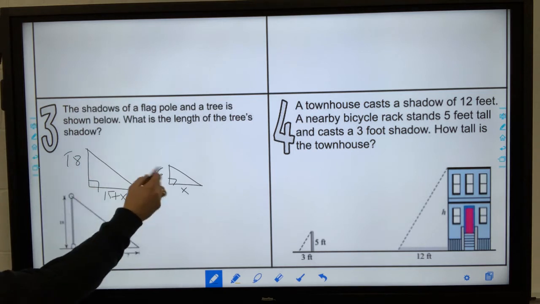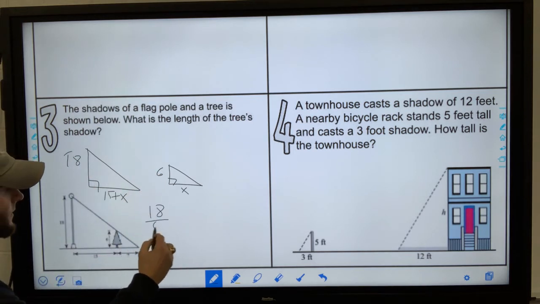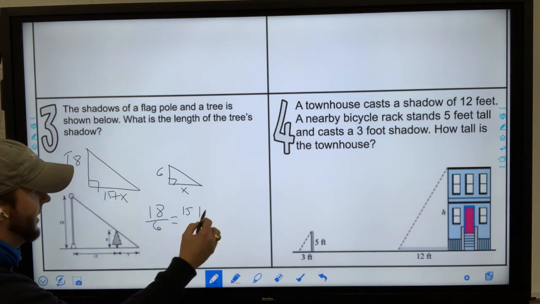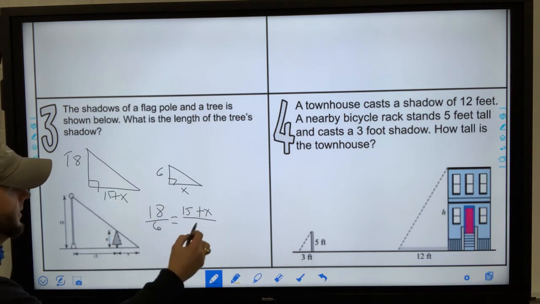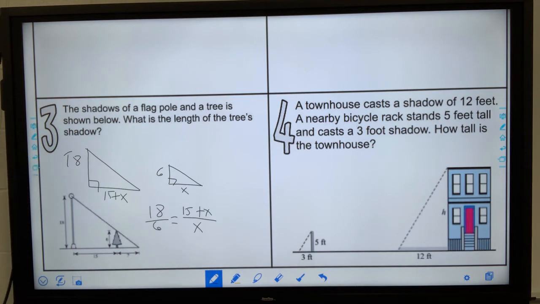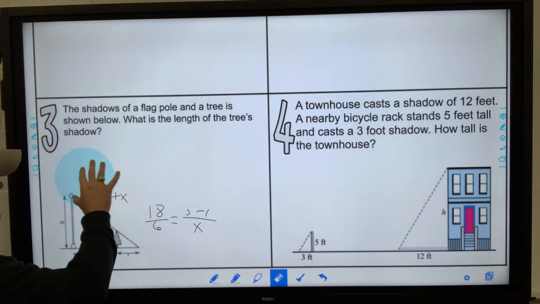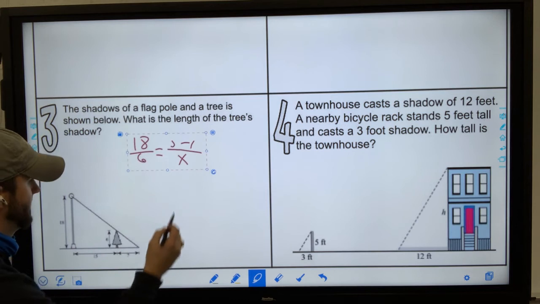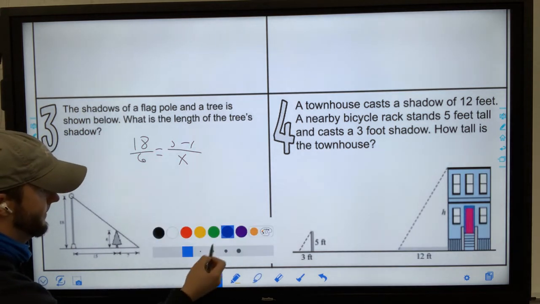So now I'm just going to set up my proportion and end up solving it there. So 18 and 6 go together. And then 15 plus x goes on top with 18. And then I'll put x on bottom, okay? So now I'm just gonna cross multiply and end up solving for this. So I'm gonna go and erase this. I'm gonna move this up. And then I'm gonna solve for it.